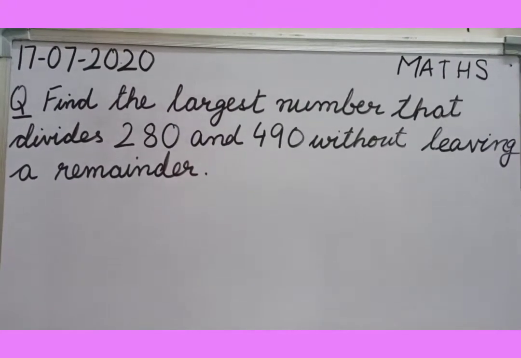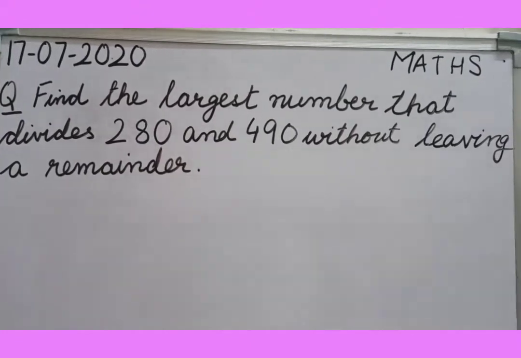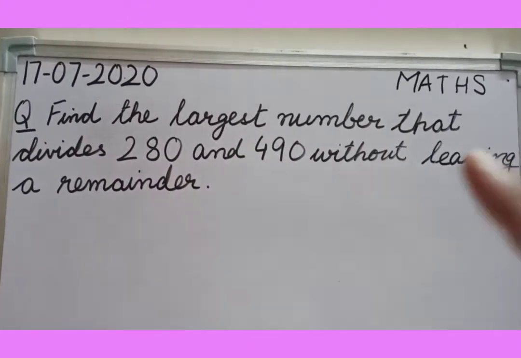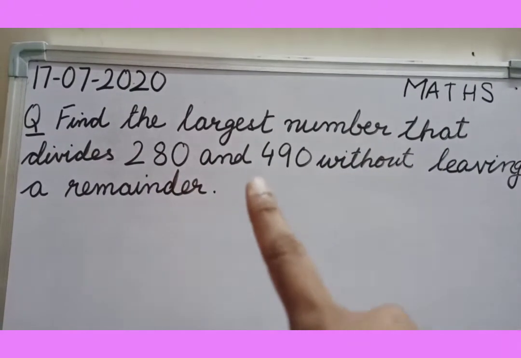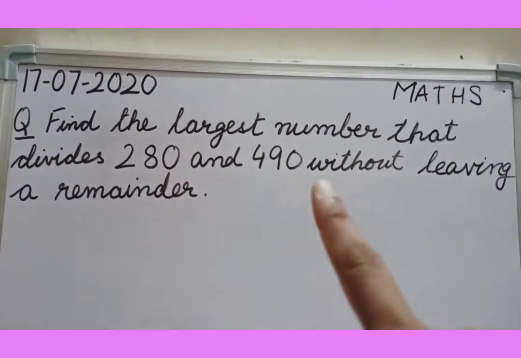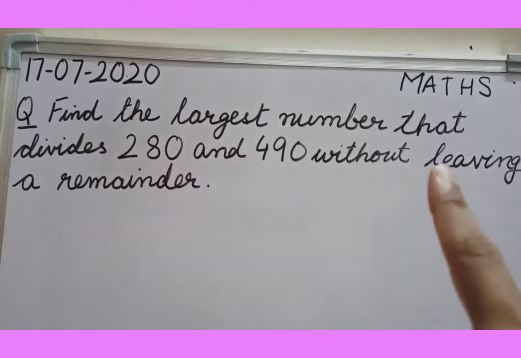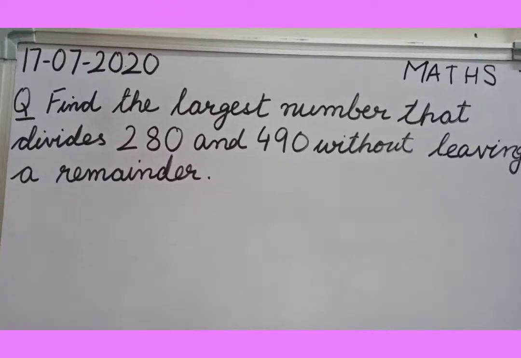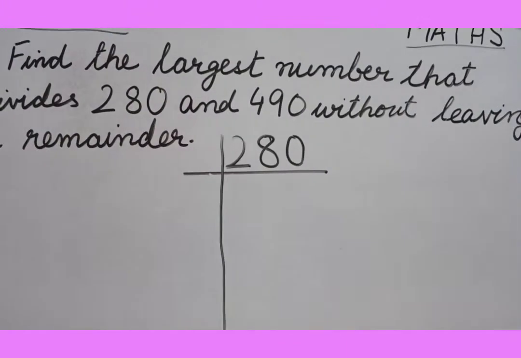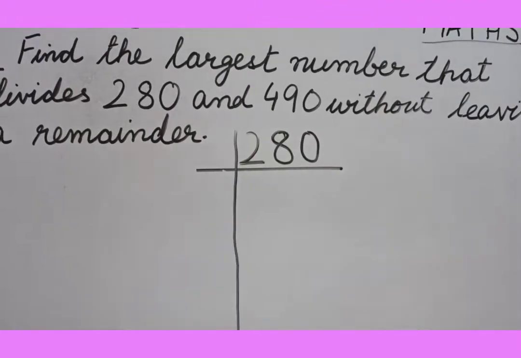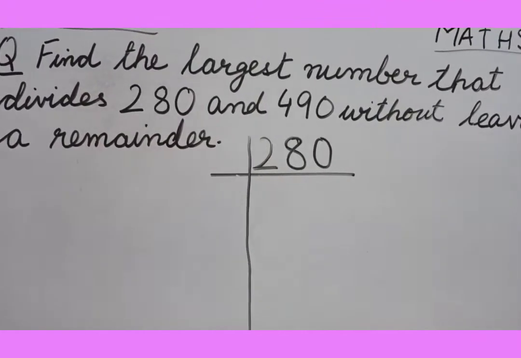So here you can see the question written on the screen. Find the largest number that divides 280 and 490 without leaving a remainder. Now this is something very important: without leaving a remainder. So now first we are going to find out the prime factorization for 280.